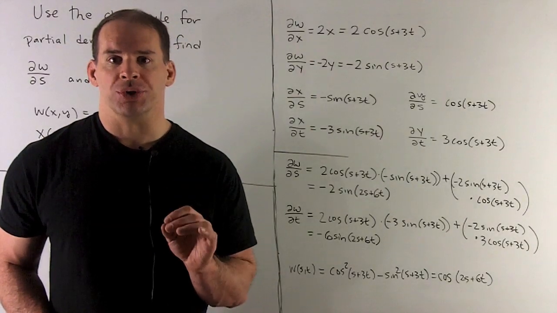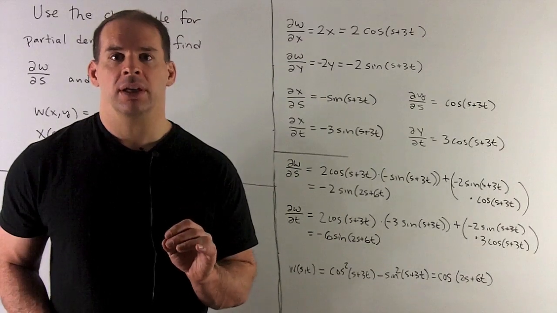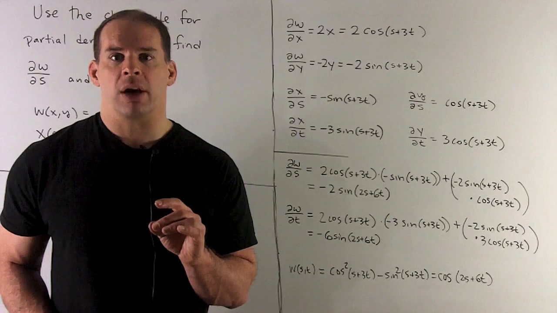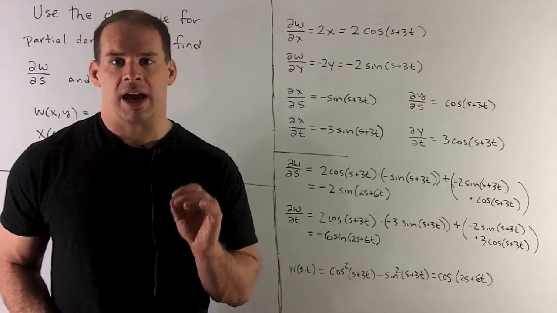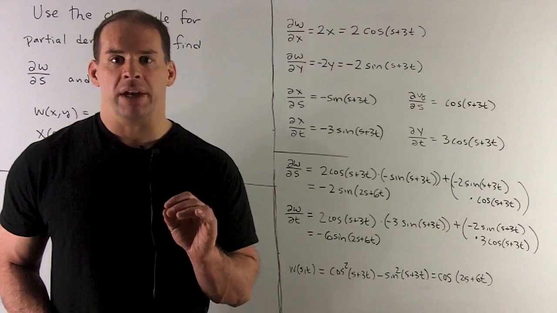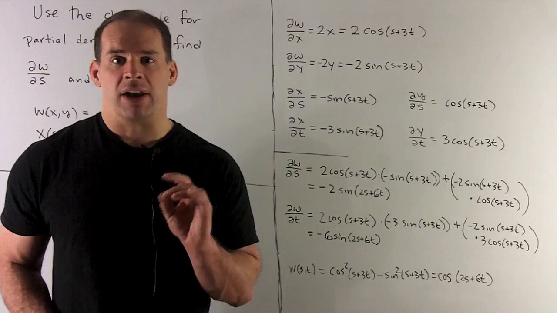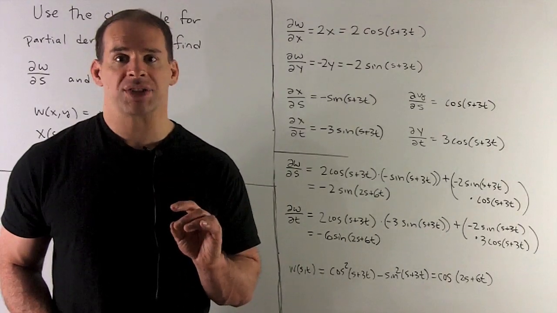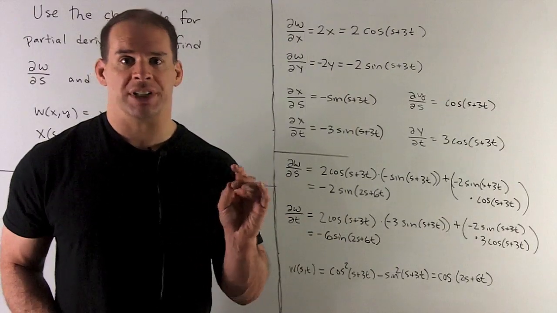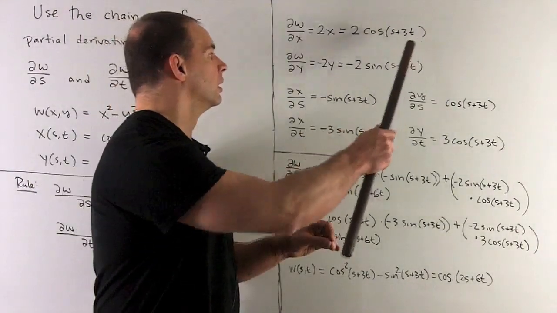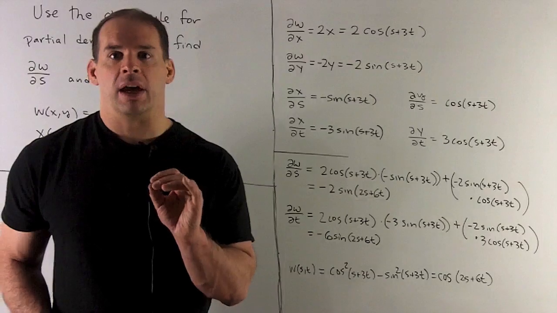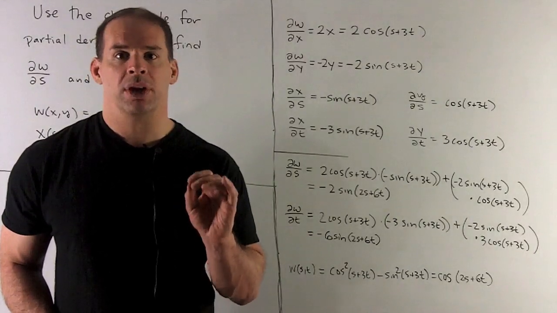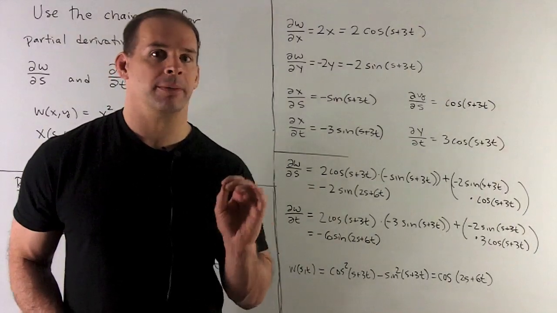First, partial w with respect to x. Here, since I'm doing a partial, we're going to treat x as the variable, y is going to be a constant. So we get 2x. My final answer is going to be in terms of s and t, so I'll substitute in for x: cosine of s plus 3t. Same idea applies to partial w with respect to y. I get minus 2 sine of s plus 3t.